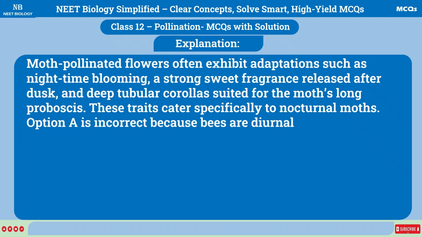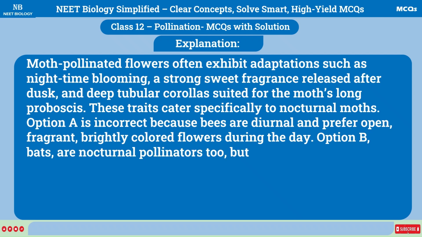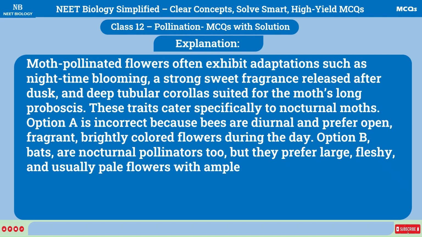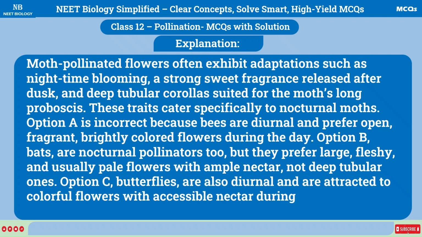Option A is incorrect because bees are diurnal and prefer open, fragrant, brightly colored flowers during the day. Option B, bats, are nocturnal pollinators too, but they prefer large, fleshy, and usually pale flowers with ample nectar, not deep tubular ones. Option C, butterflies, are also diurnal and are attracted to colorful flowers with accessible nectar during the day, not those adapted to nighttime activity.